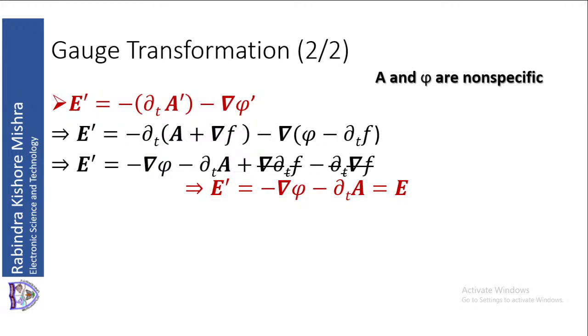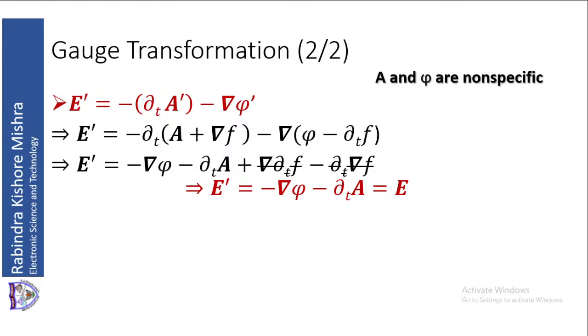Now grad and ∂/∂t are interchangeable. So grad ∂f/∂t is the same as ∂/∂t grad f, because grad is a spatial operator and ∂/∂t is a temporal operator, so they are interchangeable. Their operation is interchangeable. So grad ∂f/∂t is equal to ∂/∂t grad f. We have a minus sign.